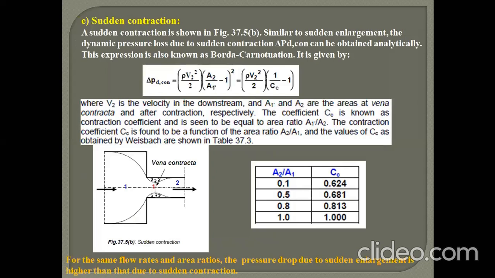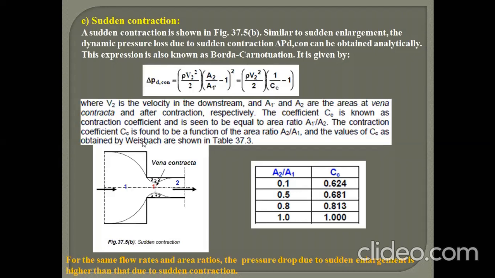Now sudden contraction. Okay, so sudden contraction is as shown in the figure, which is opposite to sudden enlargement, and the dynamic pressure loss due to sudden contraction can be obtained analytically, and the expression is given. For that, the Borda-Carnot equation is used, and this Borda-Carnot equation is this. Okay, the change is, instead of 1 minus area ratio as in the case of sudden enlargement, now it is area ratio minus 1, which is then replaced by 1 upon Cc, where Cc is the contraction coefficient.